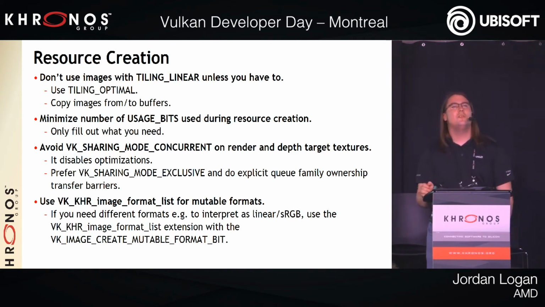So I'm going to go a little bit off topic from memory here and just talk about some resource creation. These are optimizations we typically tell people to do. First off, tiling linear is very bad for performance, and instead you should always use the optimal tiling format. When you're doing your copies to and from the image, you should always use the VK copy image from buffer and vice versa. I actually found that the code for doing those copies is much simpler than just using a tiling linear image for my staging buffers.